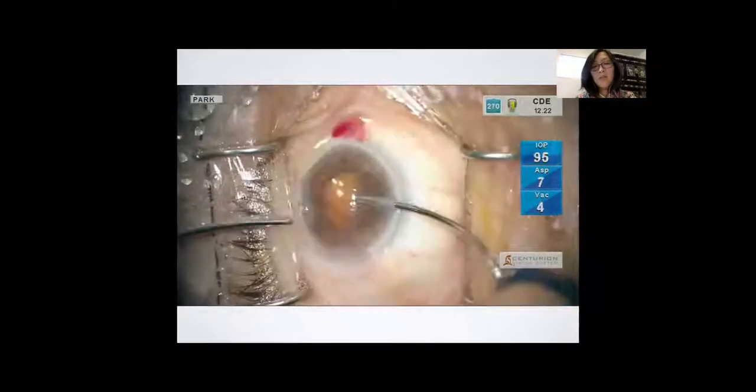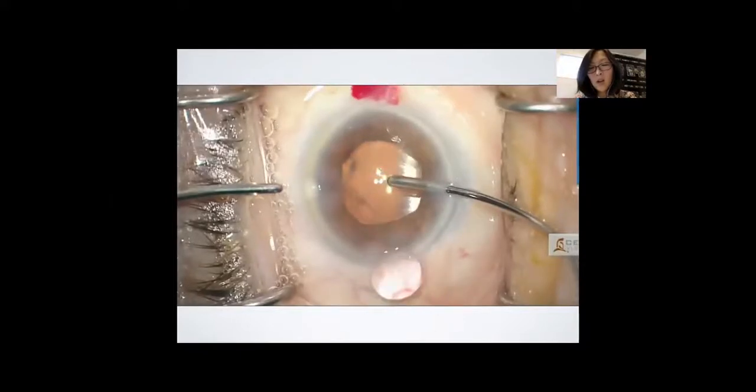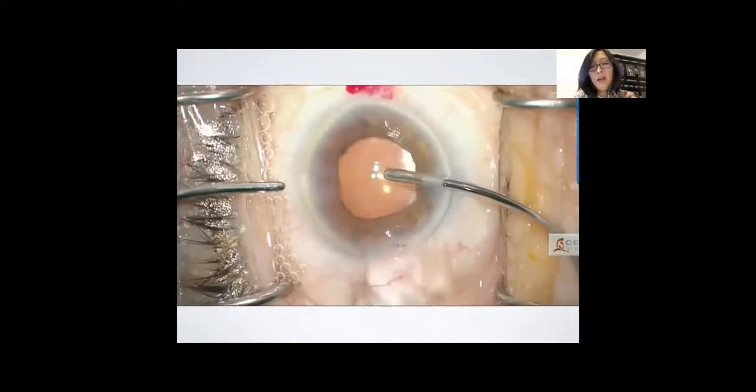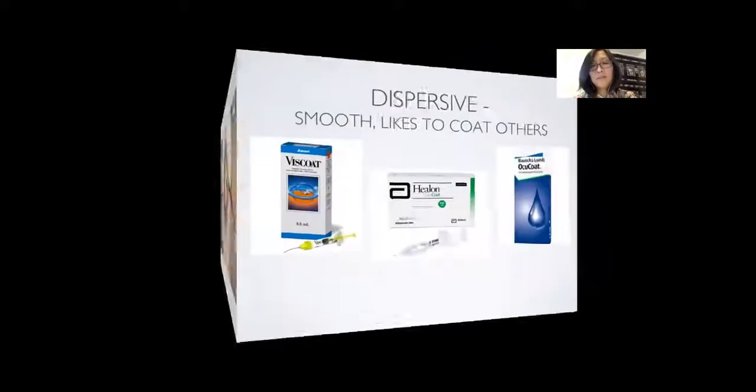And you can see here, as I remove it, it comes out almost entirely with just irrigation. So again, this is a long molecular weight chain, so it almost bursts out of the wound. And so I like to use this at the end of the case simply because I know that I can perform very quick irrigation aspiration to remove the viscoelastic.